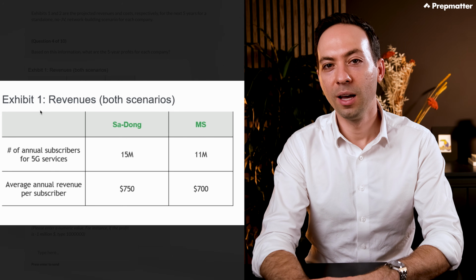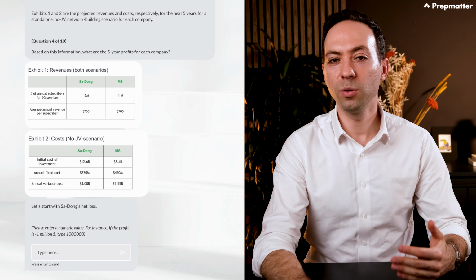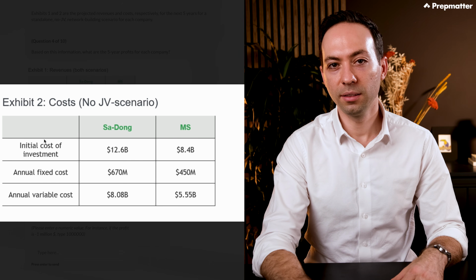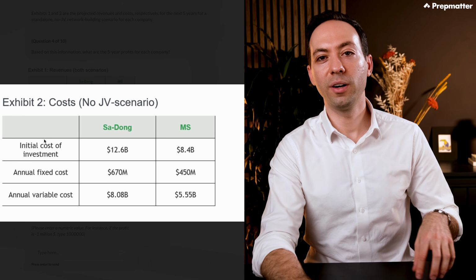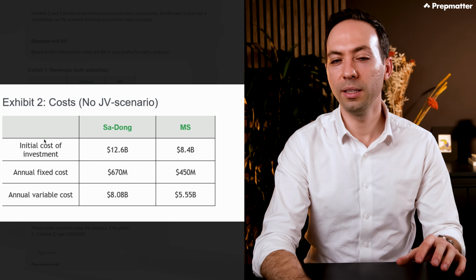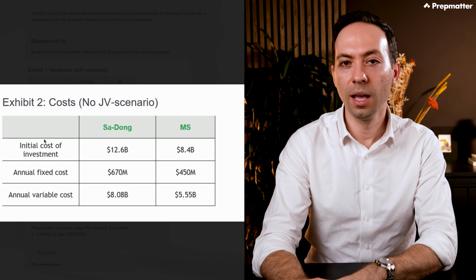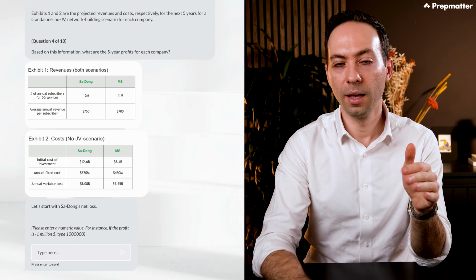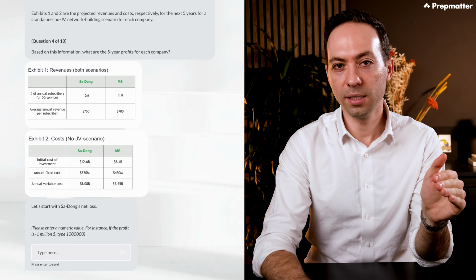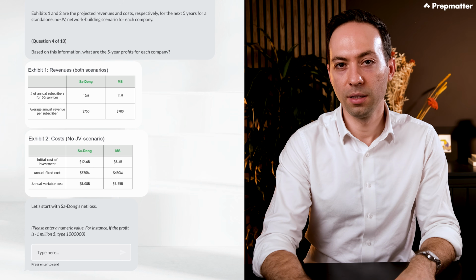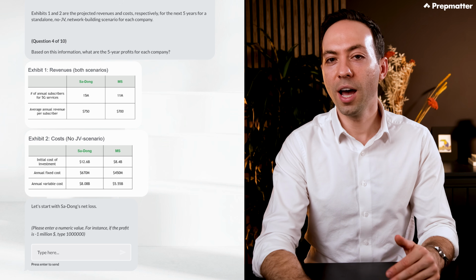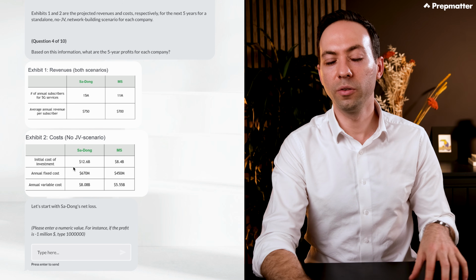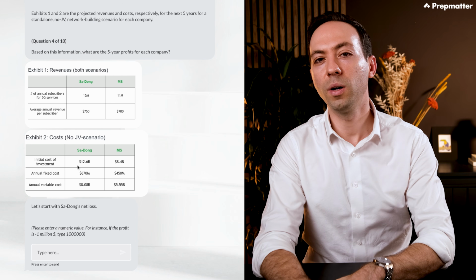Great. Moving on to the costs, let's see the second exhibit once more. Annual fixed cost is 670 million, and annual variable cost is 8.08 billion. So the sum of both should be $8.75 billion. Let's deduct this from the annual revenue of 11.25 billion. We get $2.5 billion. This is Sadong's annual profits. Let's multiply by 5. We arrive at $12.5 billion. Finally, let's subtract the initial investment cost of $12.6 billion. The loss is $100 million.